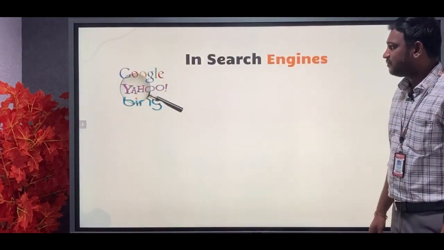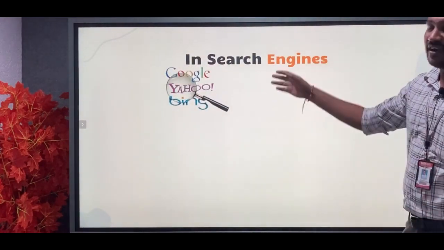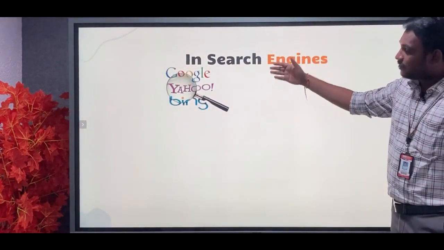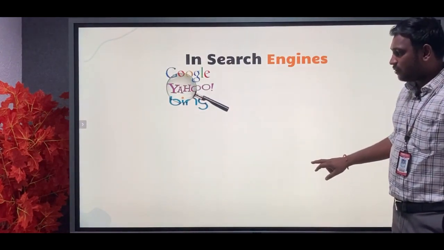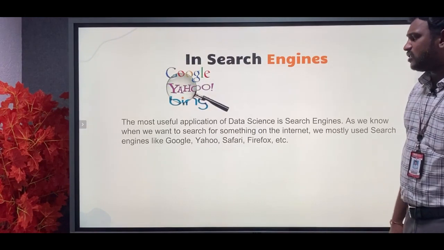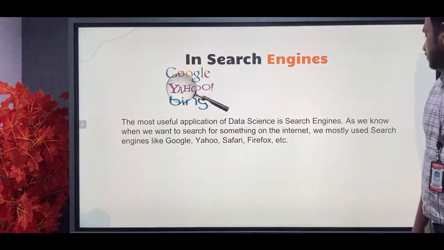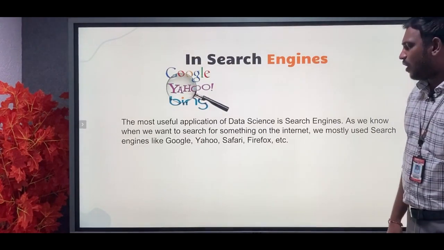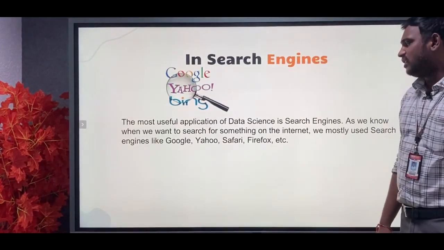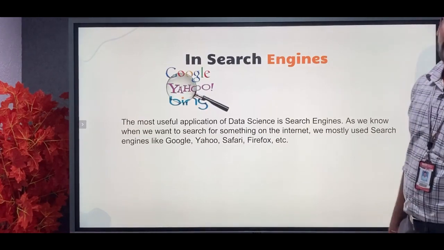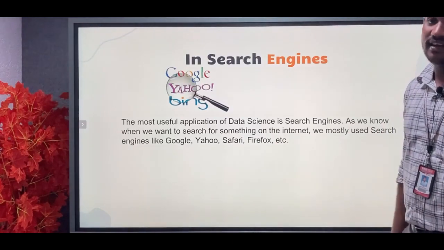Here it is. In search engines, you already know about search engines. Every day you are using Google and also Yahoo, Bing, and so many search engines are available. So here it is. One of the most useful applications of data science is search engines. As we know, when we want to search something on the internet, we mostly use search engines like Google, Yahoo, Safari, Firefox, etc. We are using a search engine to search something on the internet.